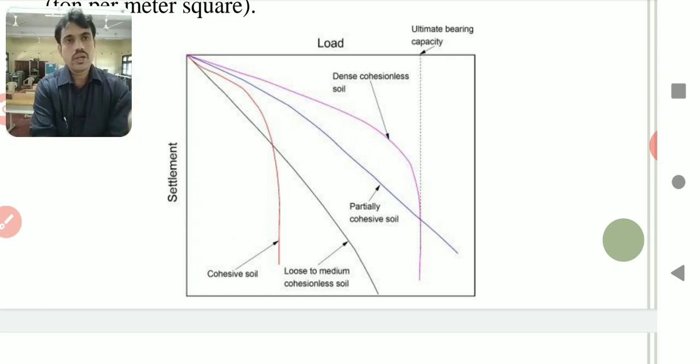The third one you can observe, which is in pink color, takes more load with less settlement. It means that safe bearing capacity of that particular soil is very high. Safe bearing capacity, or we can say ultimate bearing capacity, right? So there are different types of soils. For different types of soils we have compared the load versus settlement.